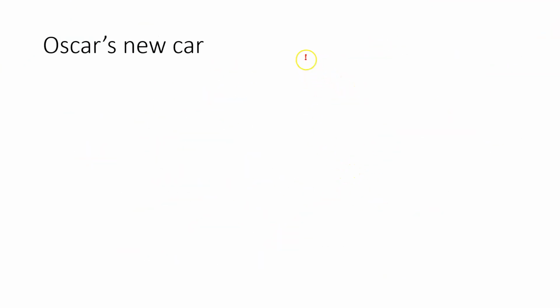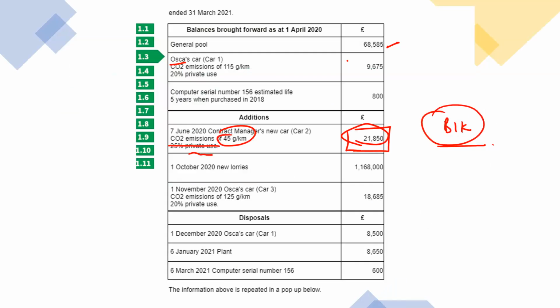So this is Oscar's new car, 18685. Right. So let's deal with the main pool. We've dealt with the AIA so far. So what did we dispose? Let's look at the disposal. We've got all the additions in there now. Let's look at the first disposal.